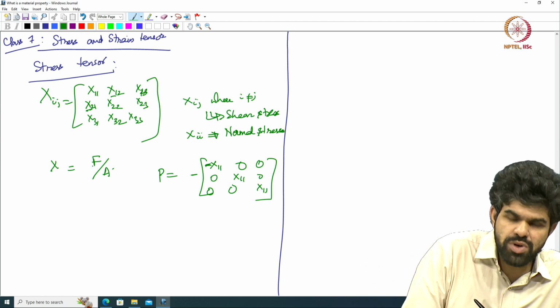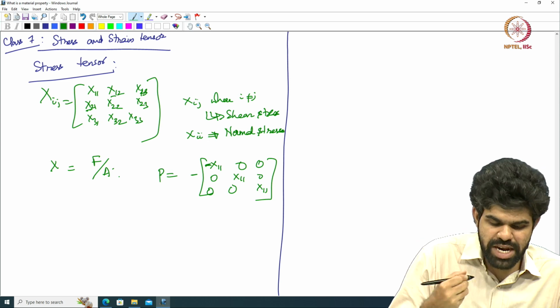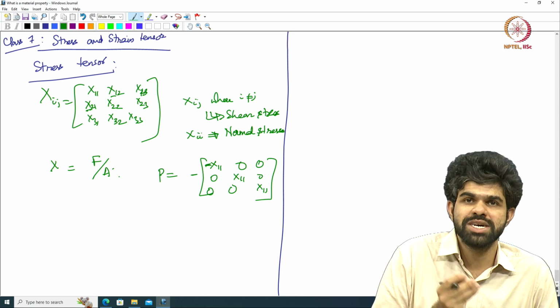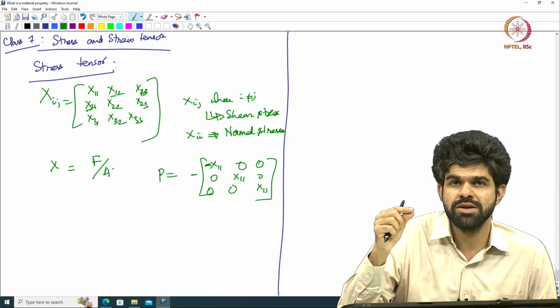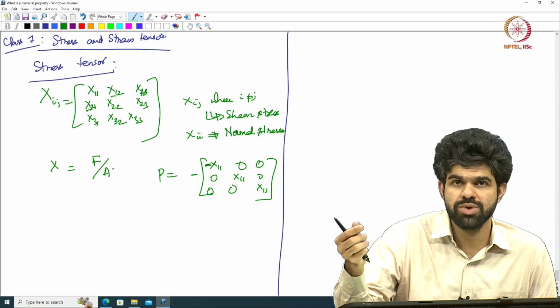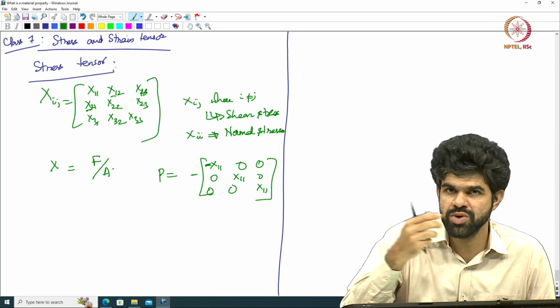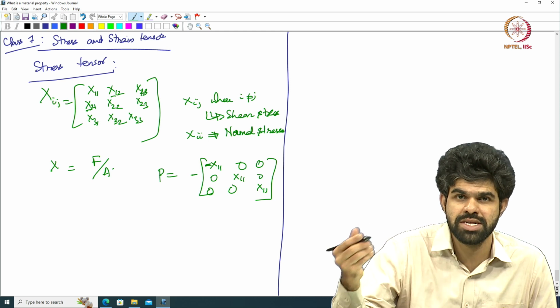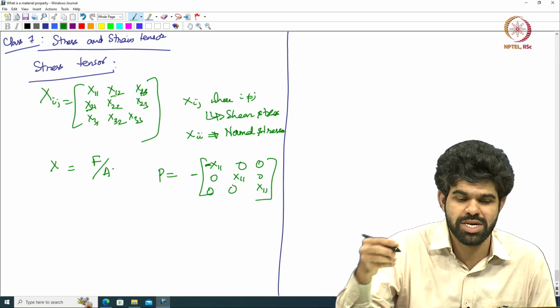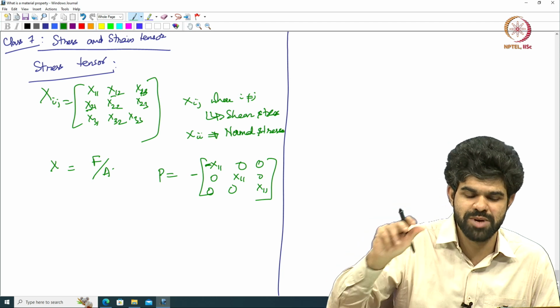Now, force and area both have directions. As a result, stress turns out to be a tensor. It is an involved proof to actually prove that stress is also a rank 2 tensor. I am not going to do it. If you want, you can refer to the book by Nye, where it is proven that stress is a second rank tensor, and similarly strain is also a second rank tensor, but that requires some mathematical proof.